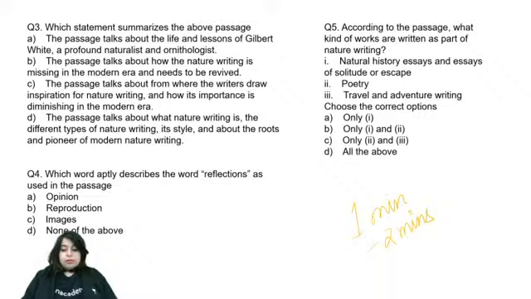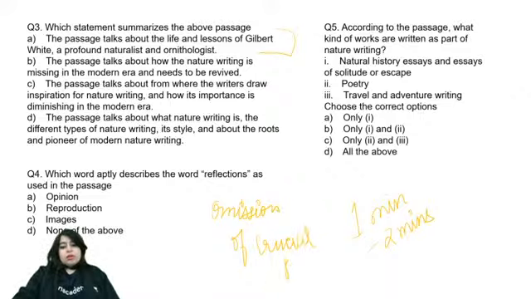All right, let's discuss these questions. The very first question says, which statement summarizes the above paragraph? The first one says the passage talks about the life and lessons of Gilbert White. Gilbert White wasn't the main focus of the paragraph, so it's just a part of the passage. This is an option trap called omission of crucial data. So we cannot mark this as the answer because it omits certain data which is important to answer the question.